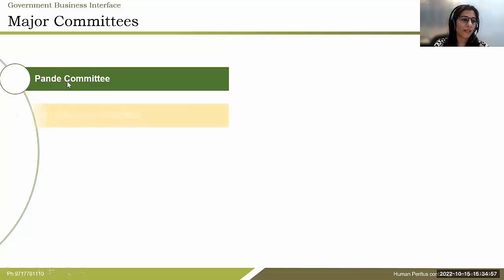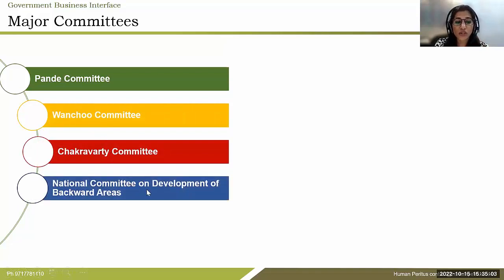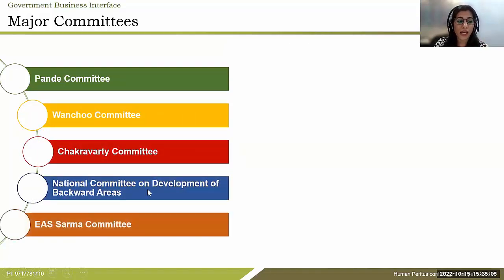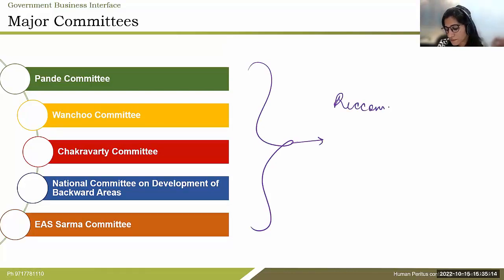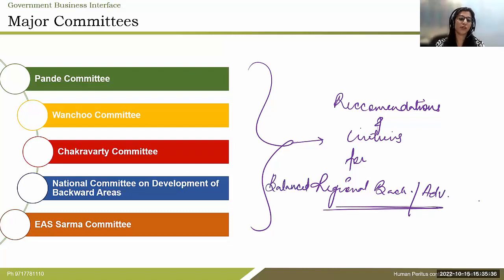So the Pandey Committee was there, Wanchu Committee was there, Chakravarti Committee was there, the National Committee on Development of Backward Areas, then the EAS Sharma Committee was there. All these committees gave recommendations and also various criteria for regional backwardness, or we can say regional advancement. Balanced regional development or advancement.